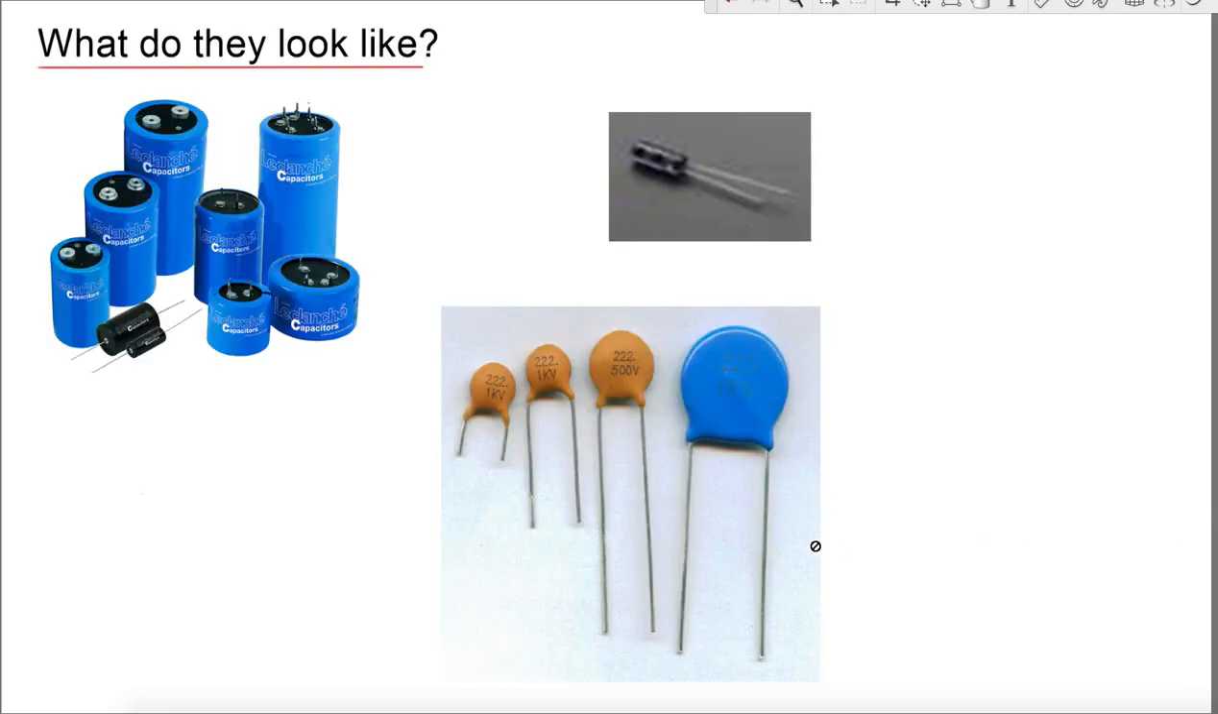What do they look like? You might have seen some before. Here are a variety of different capacitors. You can see that they have ratings on them, some of them, 1 kilovolt, 500 volts. This is your maximum working voltage. This is the maximum PD that you can place across your capacitor without doing damage to it.